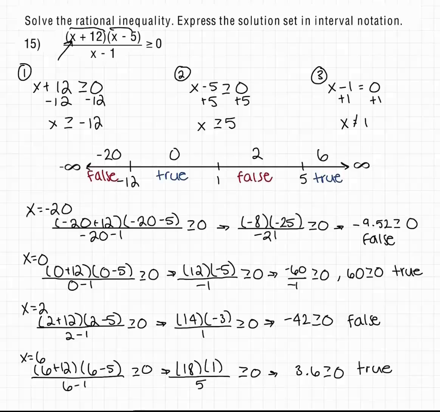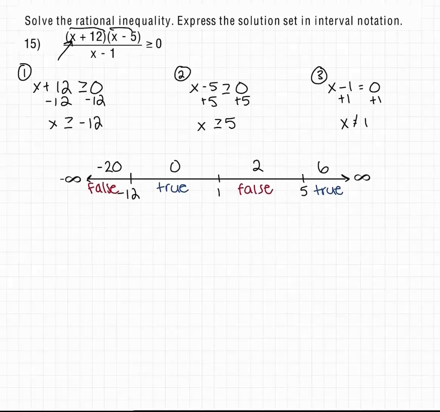And now that we have our number line labeled, let's highlight the key portions that are true. So from this, we can see that from negative 12 to 1 is true, and from 5 to infinity is true. But we know that based off of our x values up here, that x cannot equal 1. So this means that at 1 there will be a parenthesis, and at negative 12 there will be a bracket because it's greater than or equal to, and at 5 will also be a bracket because it's again greater than or equal to.